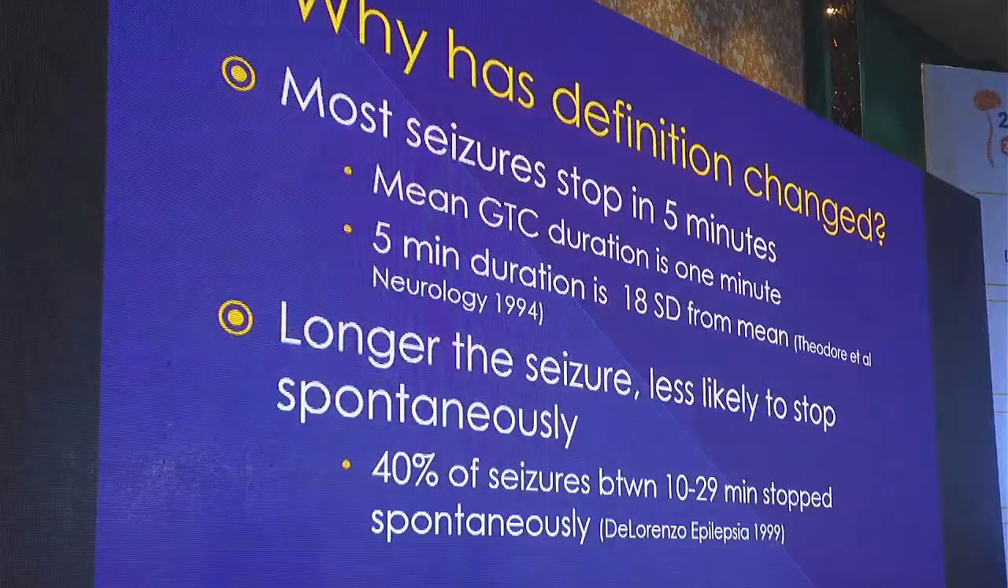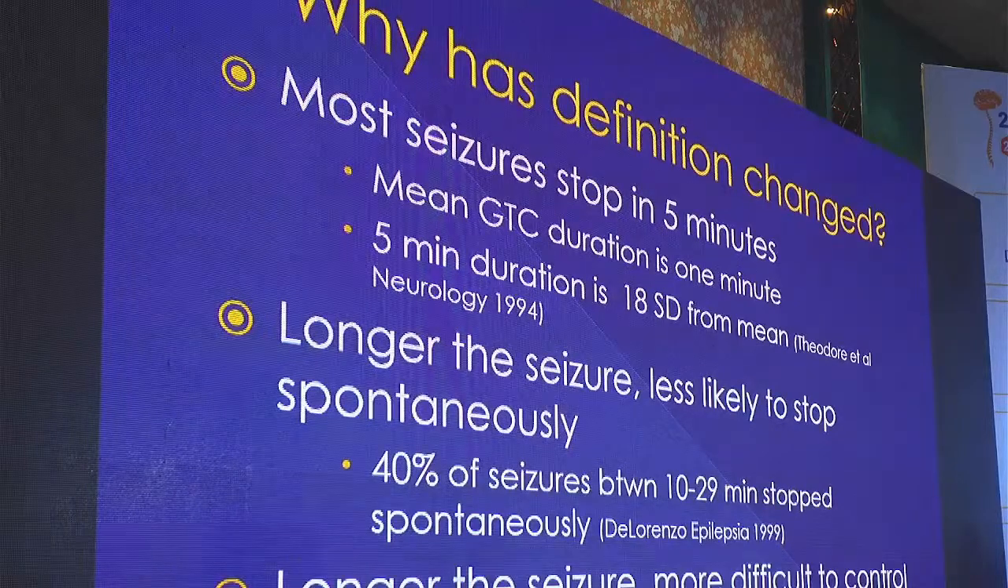So that is how much less probability there is of it stopping by 5 minutes. Secondly, the longer the seizure, the less likely it is to stop on its own. For example, of seizures that went beyond about 30 minutes, only 40% stopped spontaneously. And also, when seizures last longer, they become more and more difficult to control.